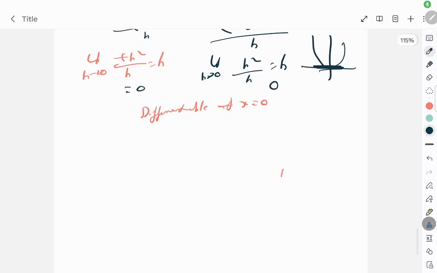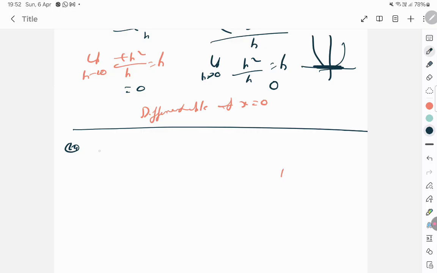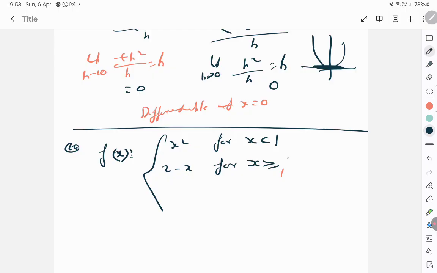So there's another sum here, whatever the sum number is, I'm taking from some book. So f of x is equal to x square for x is less than 1, and 2 minus x for x is greater than or equal to 1. One is a parabola, the other is a straight line. We just have to see where it's not differentiable. It will be continuous.